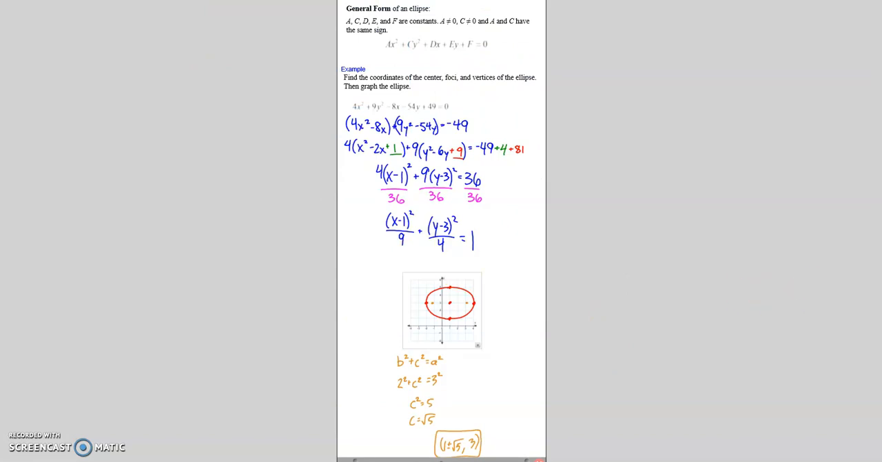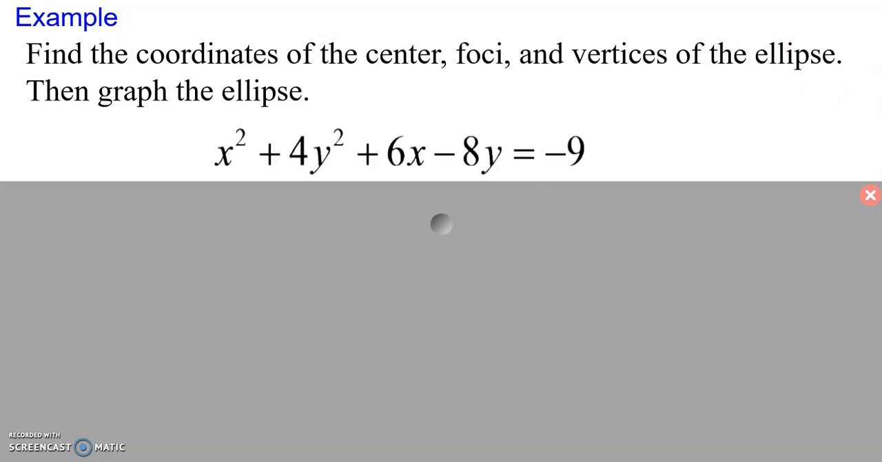All right, let's take a look at another one. And actually, how about you try this one and then press play when you're ready to check.